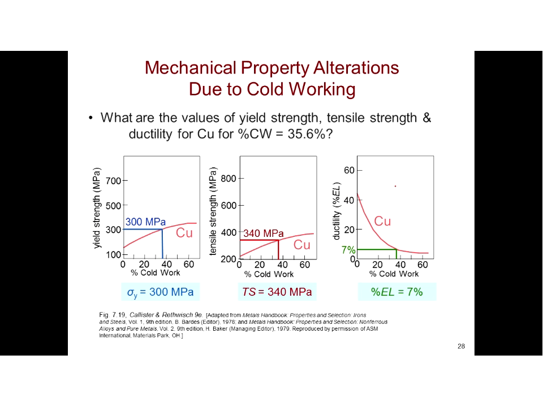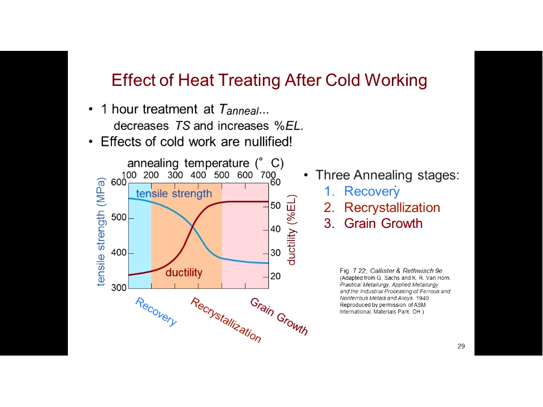So what happens if we cold work a material and then start to heat it back up? What do you think will happen? Turns out there's a process that occurs. And the process is three parts. After you cold work a material, you've pushed dislocations closer and closer together. You've made grain sizes smaller, in effect.